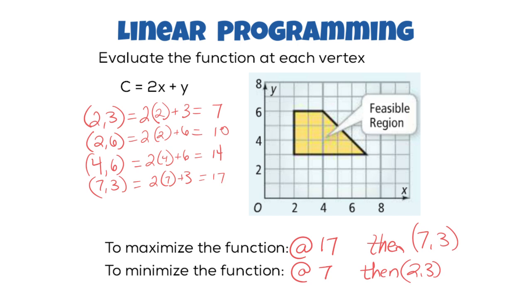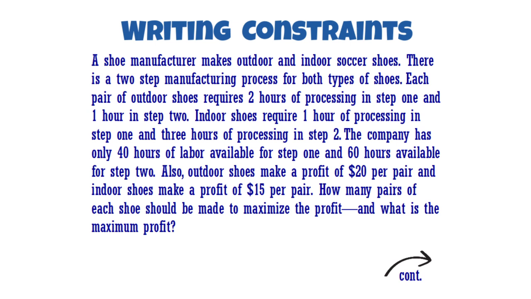All right, let's practice. Now that you kind of get the gist of that, let's practice writing some restrictions, some constraints from some sort of a situation. This is pretty lengthy, so I've given you an extra page to work with on this. You have this shoe manufacturer, and he's making outdoor and indoor soccer shoes. Now, when he's making them, there's this 2-step manufacturing process for both types of shoes.